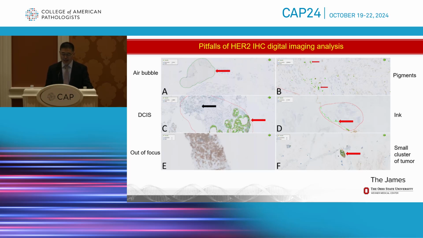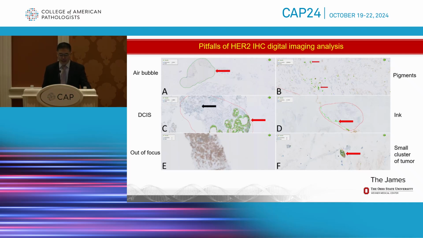And the ink as well on the resection specimen can give you a false positive result. If you have a WSI out of focus, even if the staining is strong and complete, the AI algorithm is not able to give you a real positive result. So you have to make sure the quality of your image is appropriate for digital imaging analysis before you do the analysis.